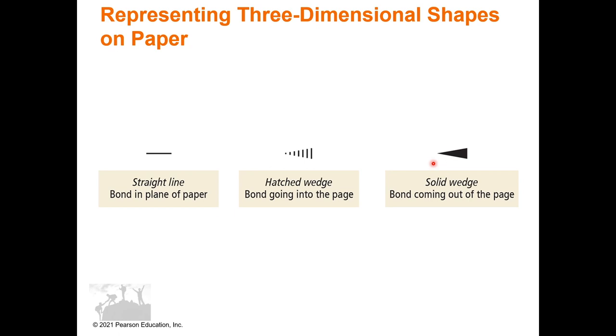Okay, it's going to take some practice for you to figure out which one of these to use, but when you've memorized and understood table 11.1, then it's going to be very second nature to you in figuring out which type of wedge to use in your Lewis structure.